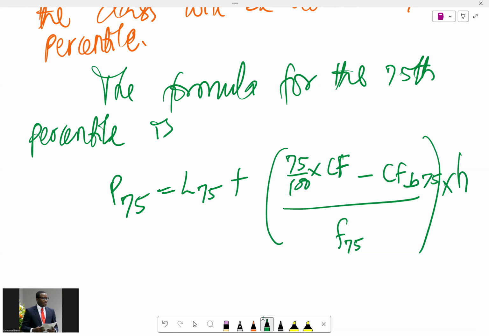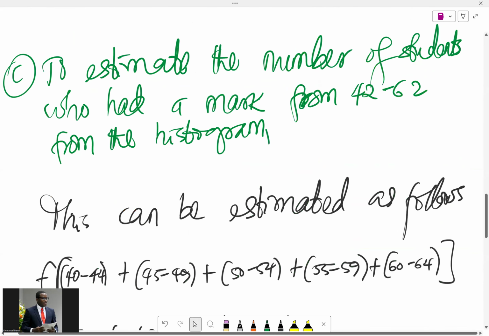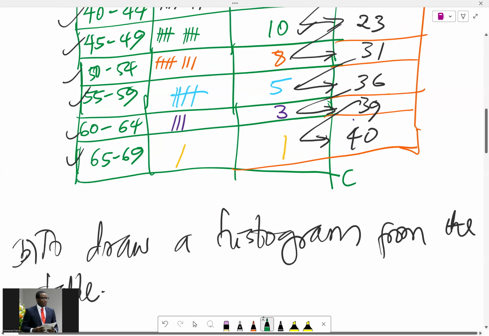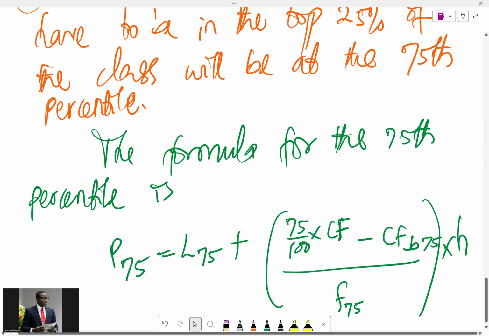That'll be the lower limit of the median class plus, for median, that'll be 50%, which is half of n or n over 2. But here it's 75 over 100 times the cumulative frequency, minus the cumulative frequency before the 75th percentile class, divided by the actual frequency of the 75th percentile class, times the class width. So how do we compute all this? Already we know from the table that the cumulative frequency is 40.